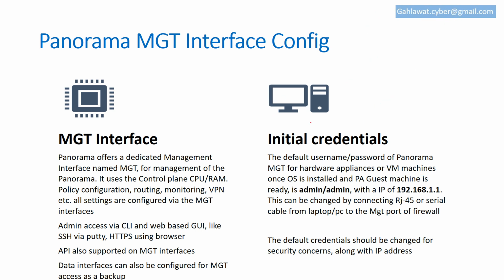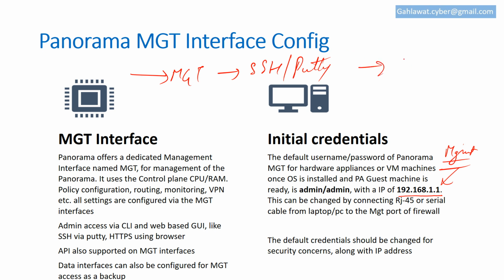Now these Panorama appliances have a default IP, 192.168.1.1, that is assigned to the management interface. So the admin can access the Panorama using the management interface via SSH or PuTTY if the admin machine has an IP from this 192.168.1.x network. If the IP is from the same subnet, then the admin can use SSH or PuTTY or the web-based access directly.